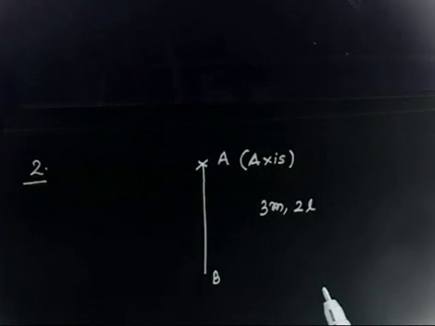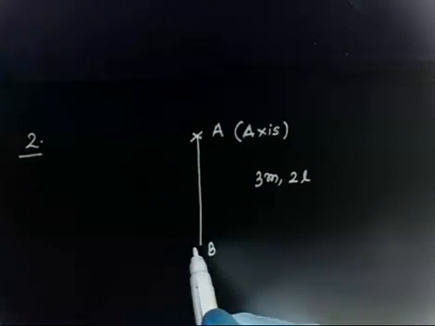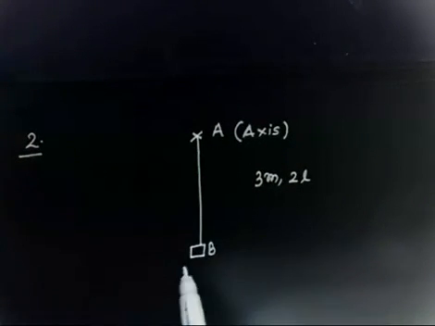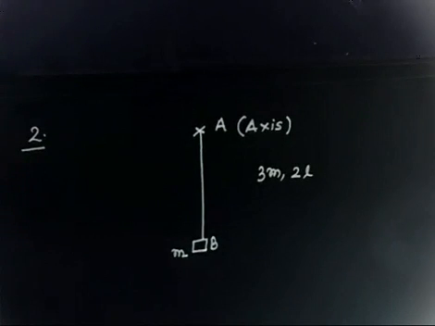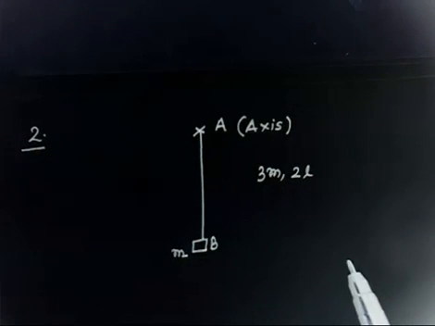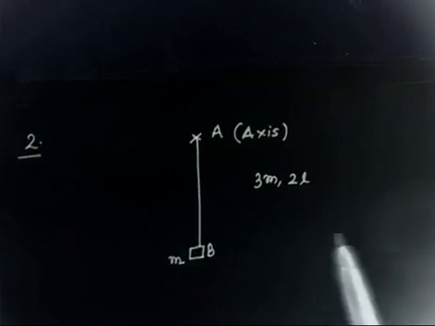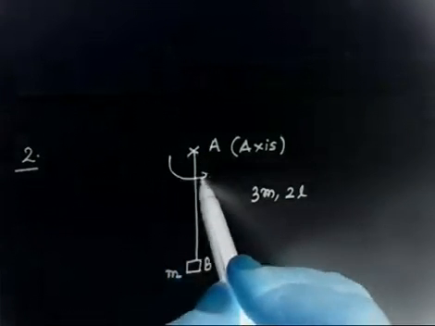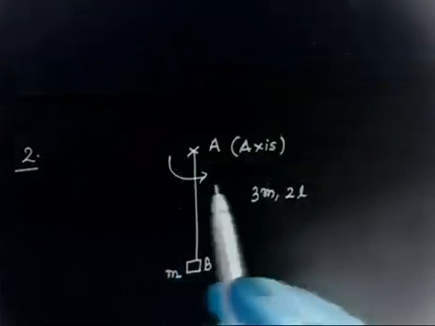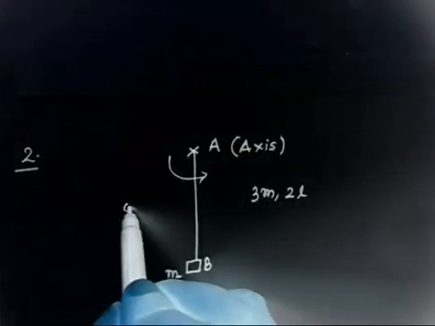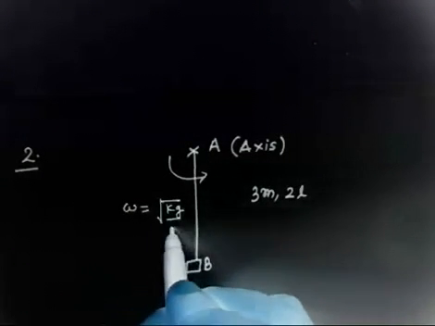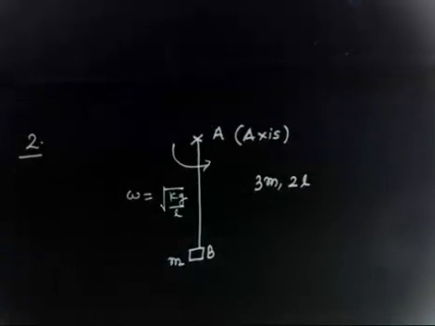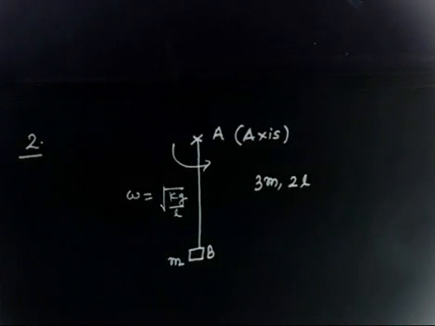Now a particle of mass m is attached to the rod at B. So there is a particle attached, and the mass of this particle is m. When the rod is hanging in equilibrium, it is set into motion with angular velocity under root kg by l. So now this rod has been given an angular velocity omega. Let us say it rotates in this way, and omega is given as under root kg by l.